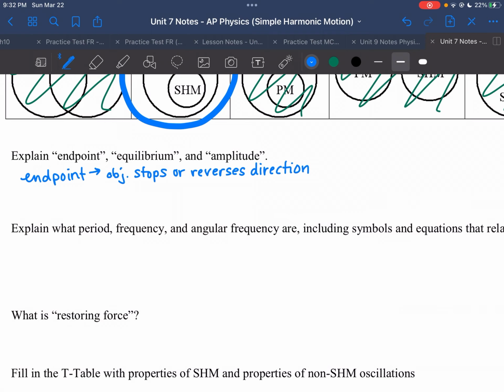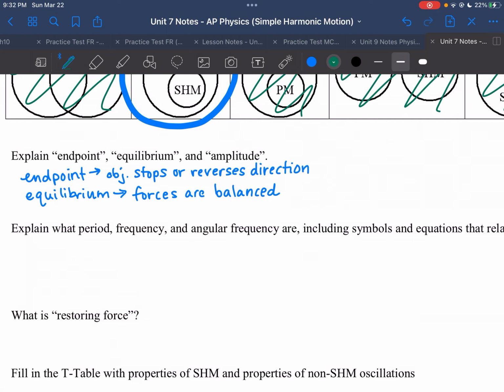The next thing that we have is the equilibrium position. Equilibrium, we have talked about this word pretty frequently. Equilibrium means that everything is balanced. So it's a place where there is no net force because the forces are balanced. That's your equilibrium position.